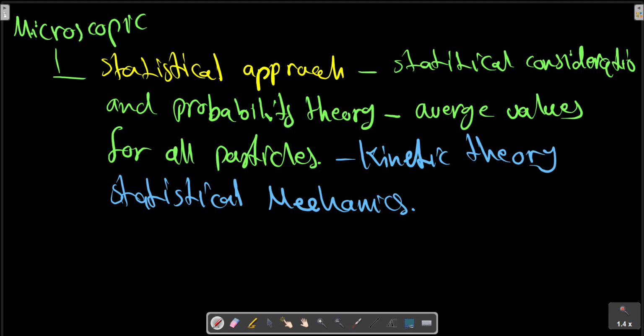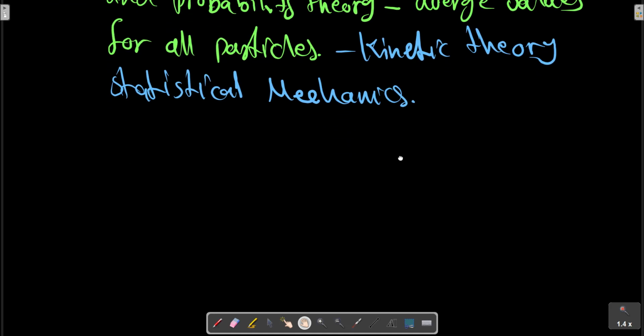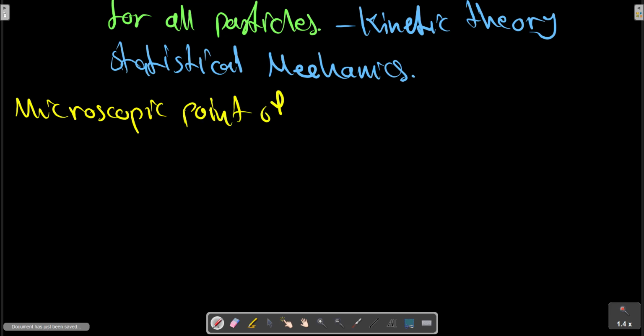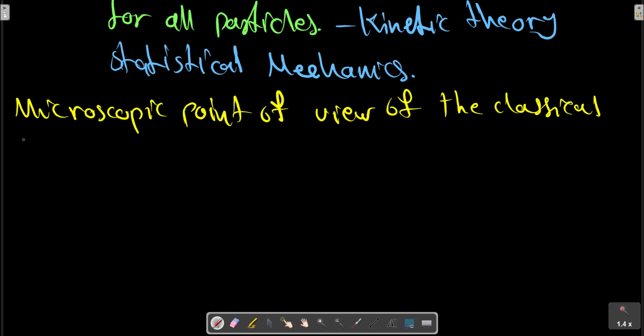The other approach to reducing the number of variables to a few that can be handled is the macroscopic point of view of classical thermodynamics.